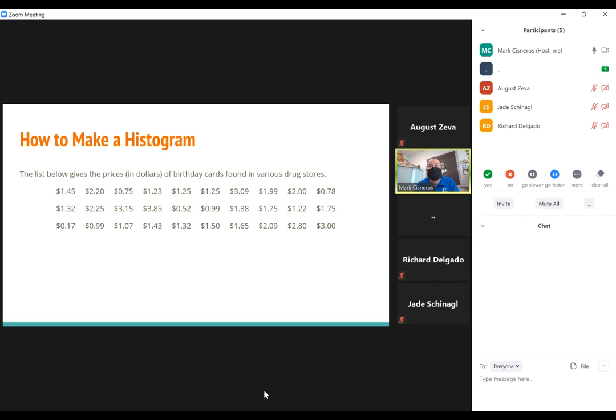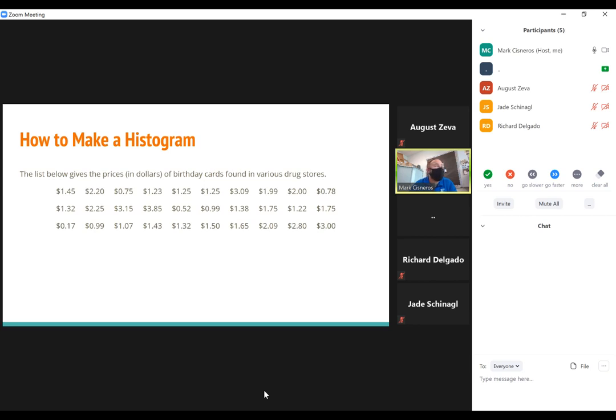If I wanted to make a histogram of the prices of all of these birthday cards, I would first need to count up how many fall within a particular interval. Scan through the cards right there. What's the lowest price card that you see? There's 17 cents, that's the cheapest one, right? And the most expensive one, can you see? 385.